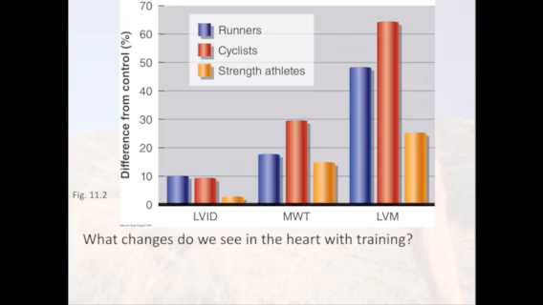Okay, this diagram is very nice from your book. It looks at 3 different factors in the heart in elite runners, cyclists, and strength athletes. This looks at a difference from control. Okay, so they compared these elite athletes to just regular sedentary type people. Okay, this one here is left ventricular internal diameter. Okay, so this one's internal diameter of left ventricle. This one here is called the median wall thickness. Okay, and this one here is left ventricular mass.